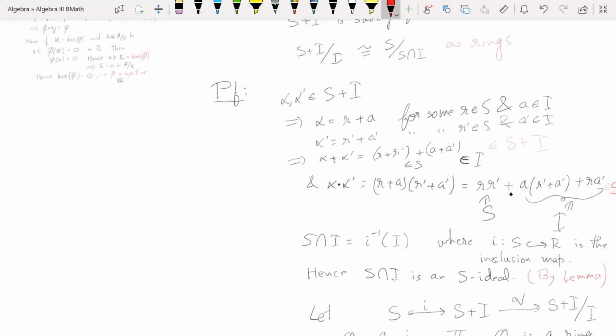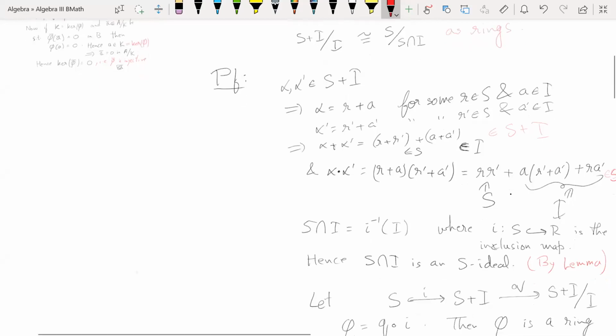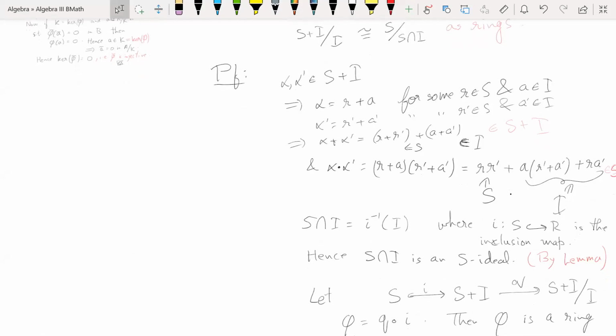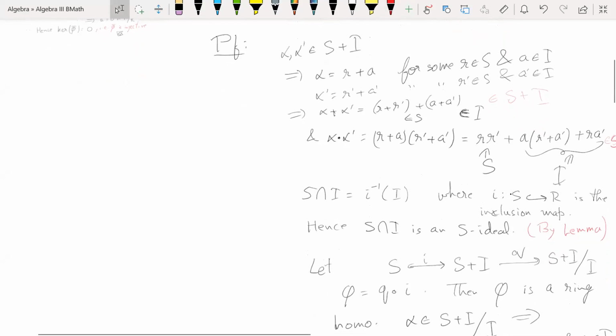Now we can look at the quotient map, which I denoted by Q here. So this is also a ring homomorphism. So we look at the composition of these two. So phi is the composition of this inclusion and Q. This composition of two ring homomorphisms, as we observed, is a ring homomorphism. Okay, so phi is a ring homomorphism.